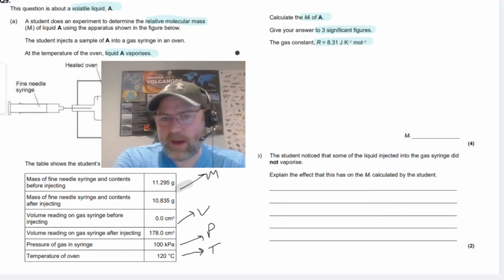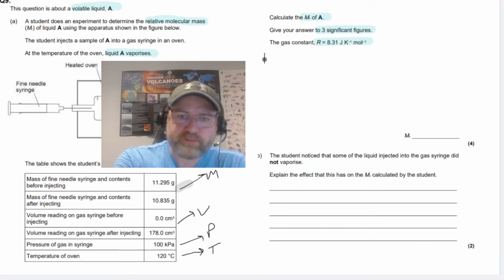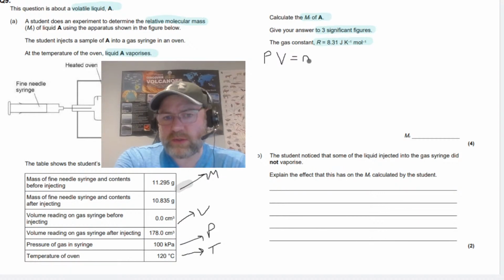Right, here we go. Ideal gas equation. PV, should know this, and that is equal to nRT.